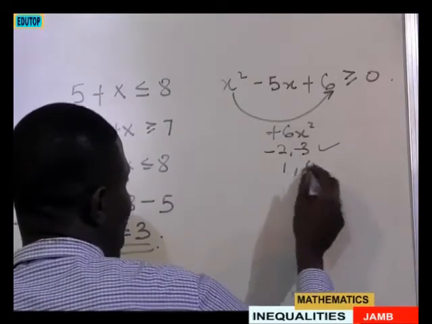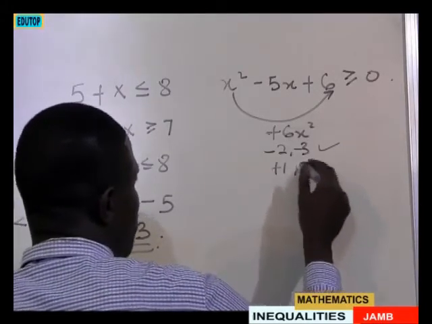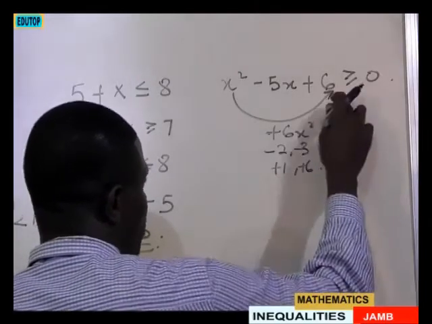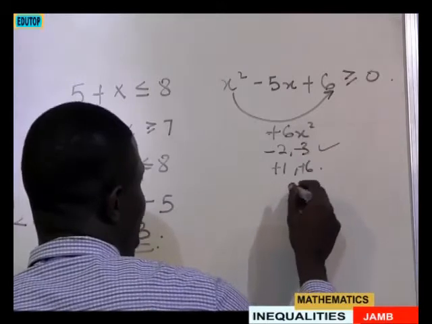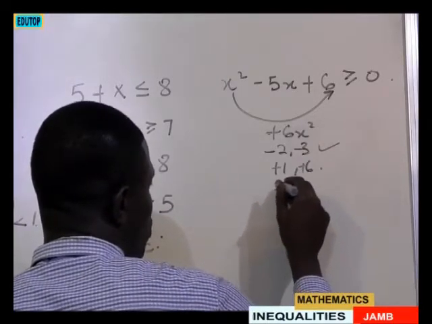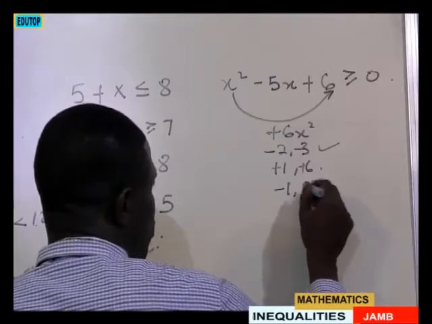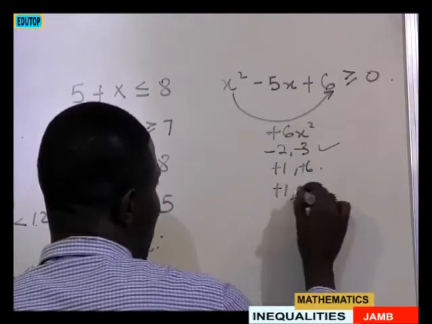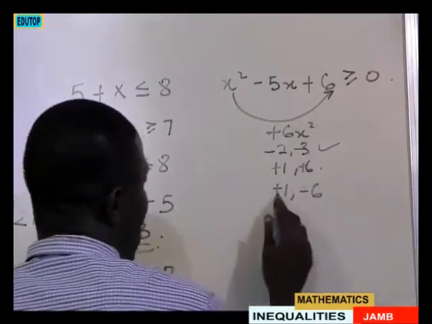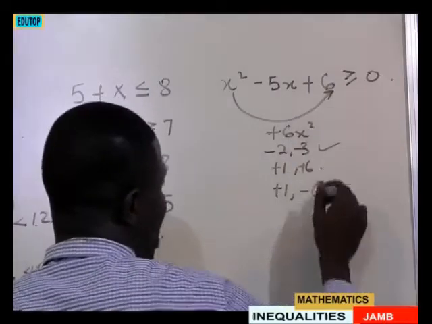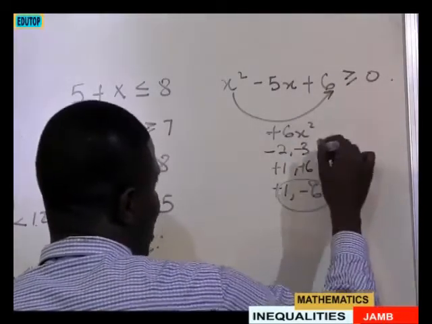Here, plus 1 times plus 6, that is plus 6. Then the only other combination you can have here is plus 1 minus 6. That will give us minus 5. And plus 1 times minus 6, that is minus 6. And it's not minus 6 that we have here, so it can't be this. Rather, it will be this.